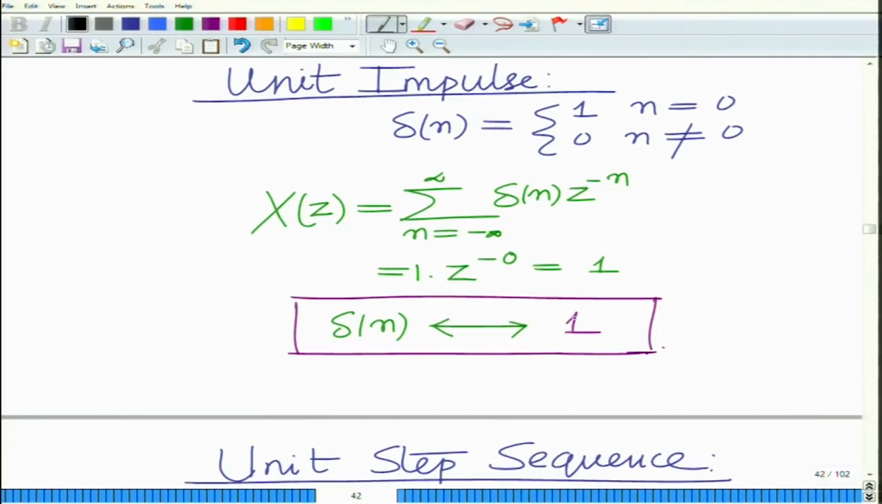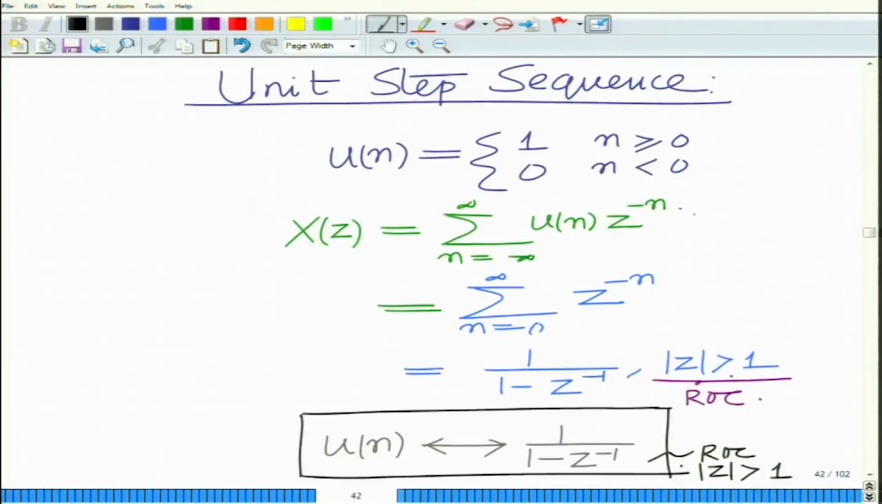And in fact, if you look at the unit impulse, the ROC is all values of z, with the possible exception of z equal to 0 and z equal to infinity. Okay. So, this converges for any value of z, except at z equal to 0 or z equal to infinity.